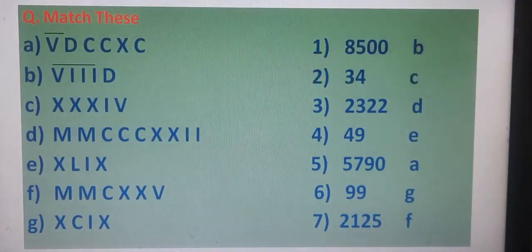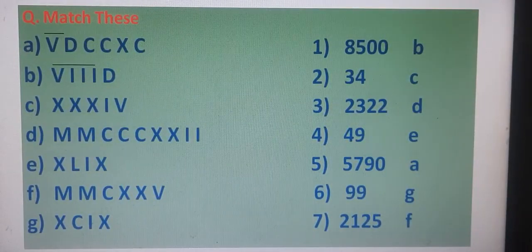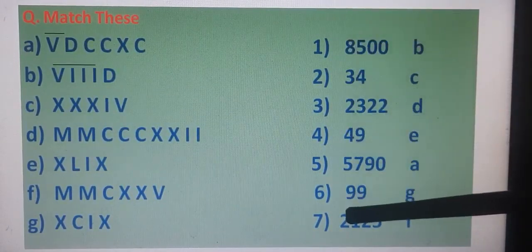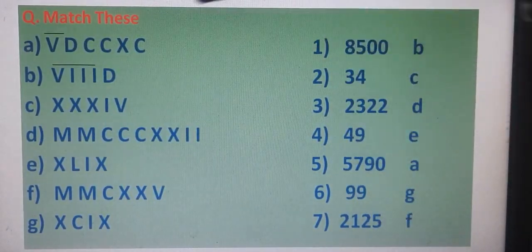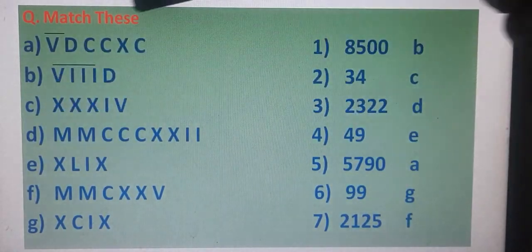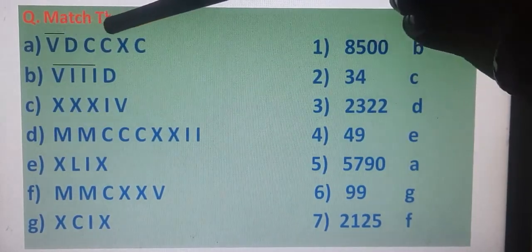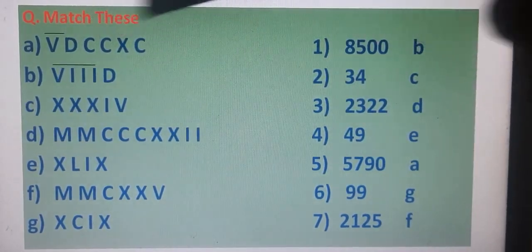Next question is match these. A to G parts are given, 1, 2, 3, 4, 5, 6, 7. We have to match the correct answer. Matching lines you will not put. You will write down the alphabets in the second column. So first part is V bar D C C X C.